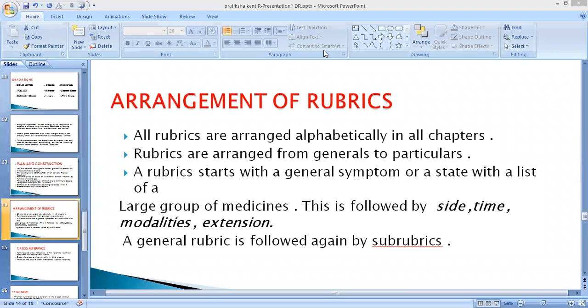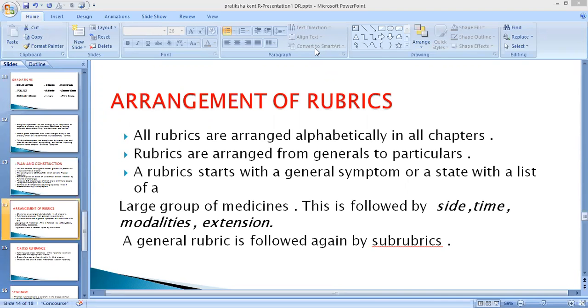The sub-rubrics we found are related to site, time, modalities and extension. In this way, there is a specific sequence for arrangement of rubrics in this repertory. Is it clear how the plan and construction of Kent repertory is?